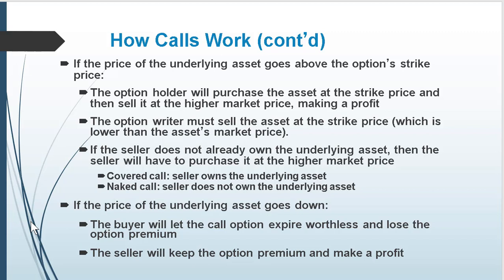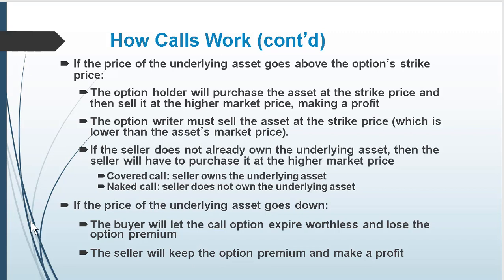So if they don't already own this asset, then they're going to have to go out to the marketplace and purchase this stock at a higher price. If they don't own the stock, they're going to have to go out and buy it at 55, and then by rights, they're going to have to sell it to you at 50. So they're going to lose the value of the option itself. They're going to have a loss on that transaction.